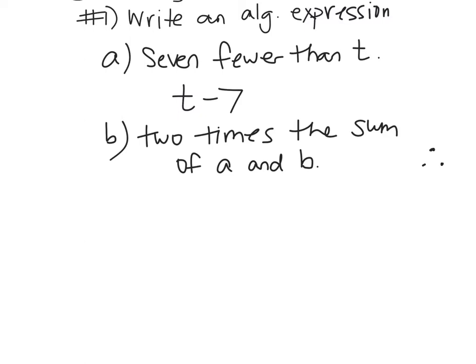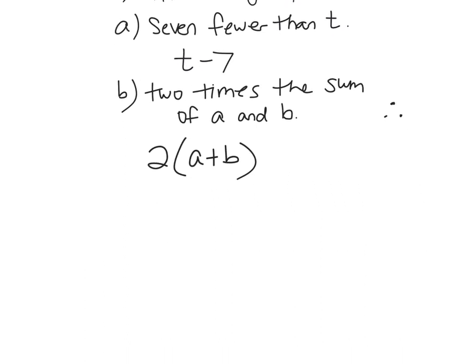Okay, so 2, we all know 2 is a math symbol. 2 times the sum of A and B. So what are we going to do? Yes, we're going to put parentheses around the sum of A and B. So 2 times the sum of A and B. We're modeling, yes. We're modeling well. Okay, yeah. Thank you.